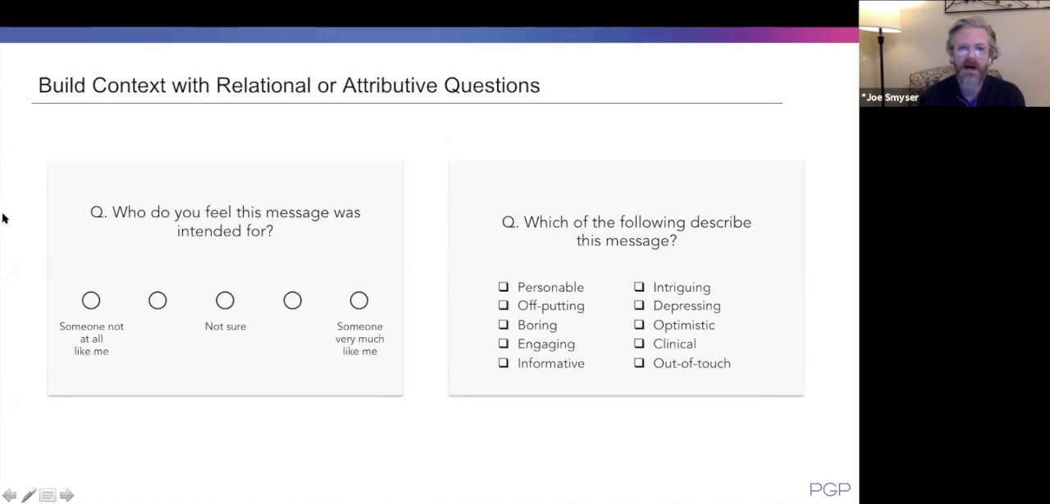So an example for context would be, who do you feel this message was intended for? Someone not at all like me, I'm not sure, or someone very much like me? Or which of the following describe this message? The message is personable, or off-putting, or boring, or engaging, or informative, etc. These are very typical questions that both people in public health who do pretesting and people in market research who do pretesting use.